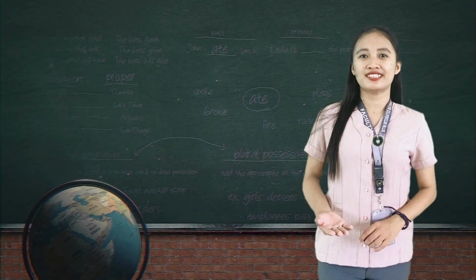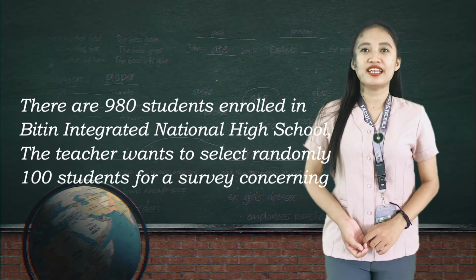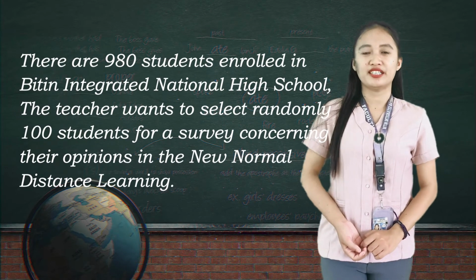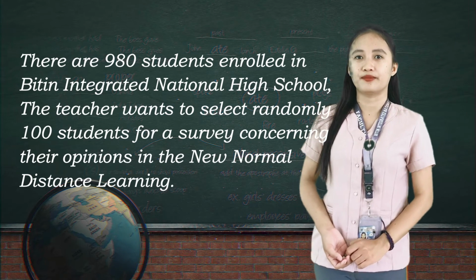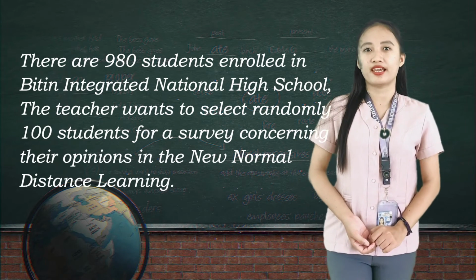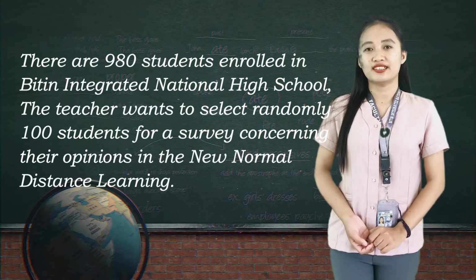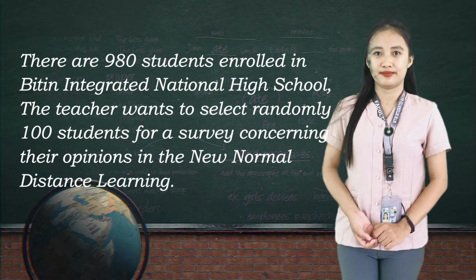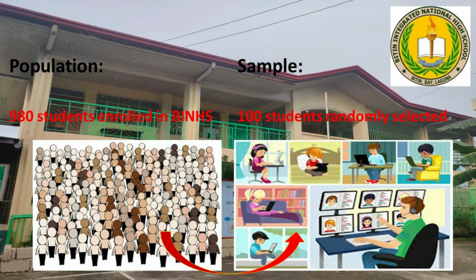Let's consider these situations. There are 980 students enrolled in Bitin Integrated National High School. The teacher randomly selects 100 students for a survey concerning their opinions on the new normal distance learning. What is the population in the given situation and how many samples are there in the population?